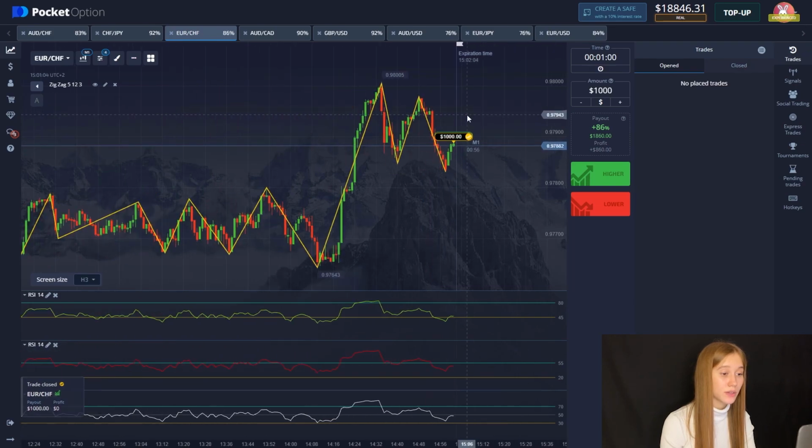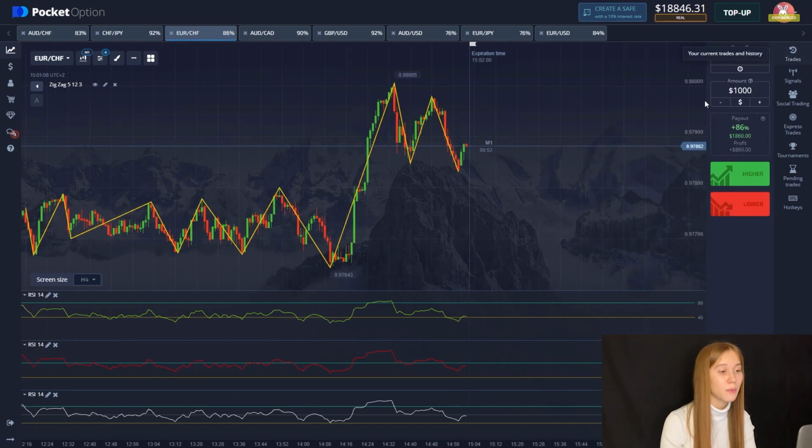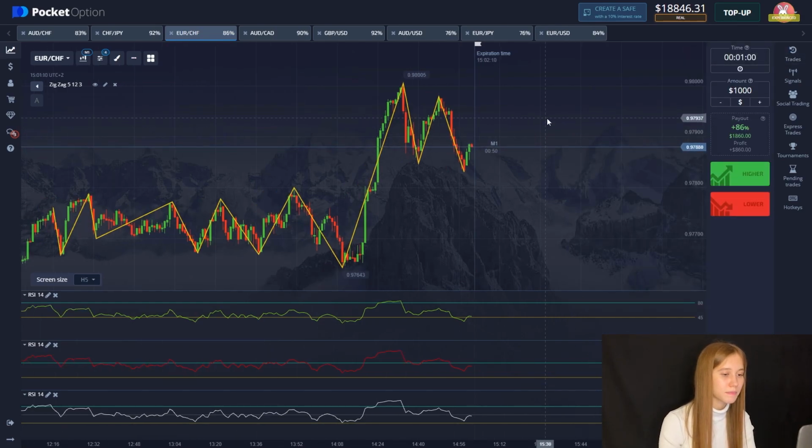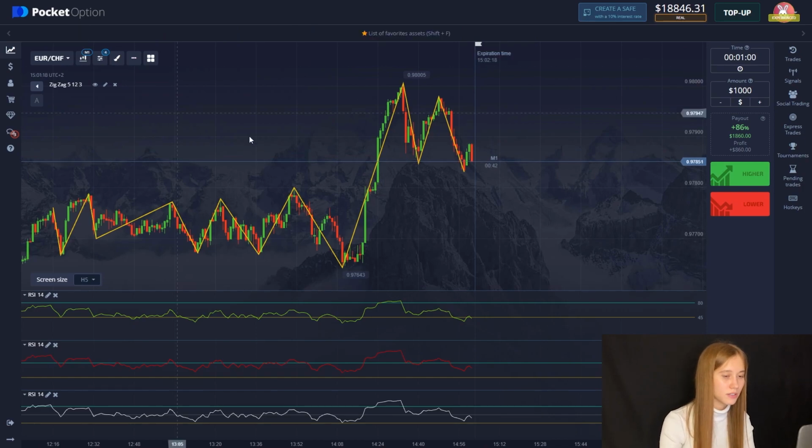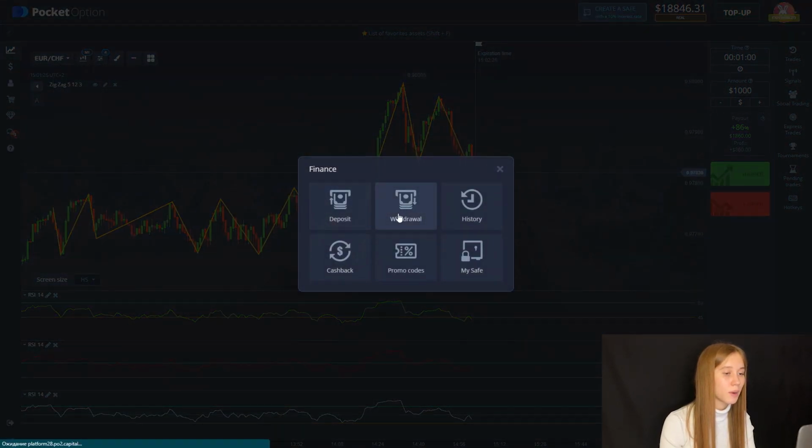One position closed at 0. It's okay. In principle, we have $18,000. I think this is an excellent result. And at this point, I will finish the trading session. And let's move on to the withdrawal to the Bitcoin wallets.